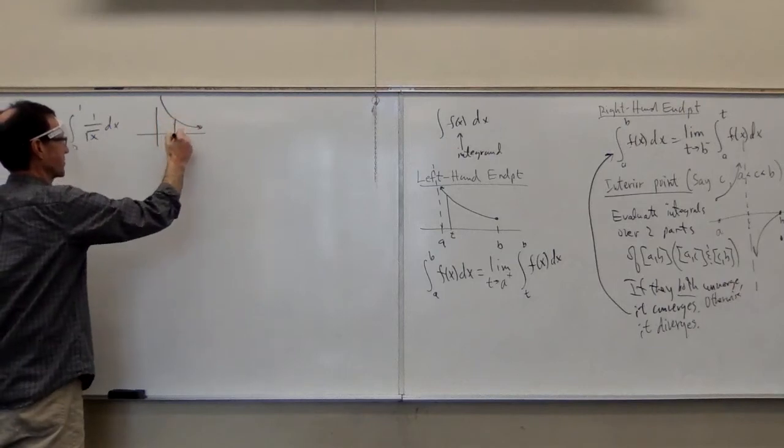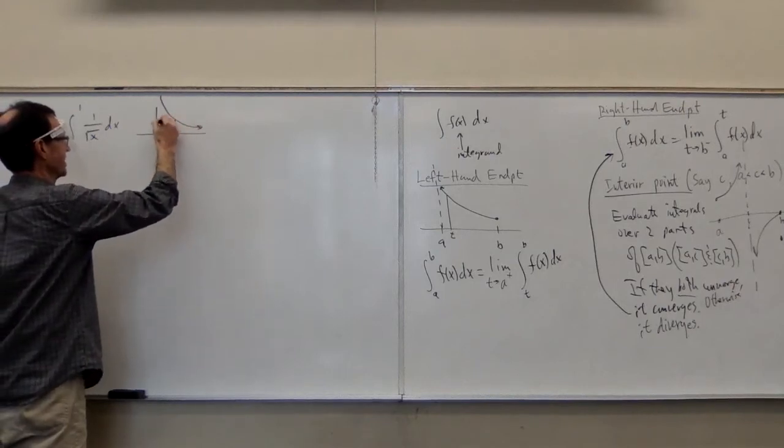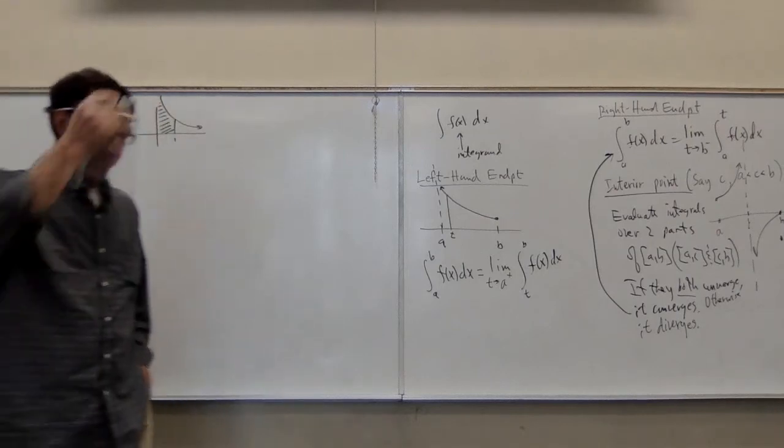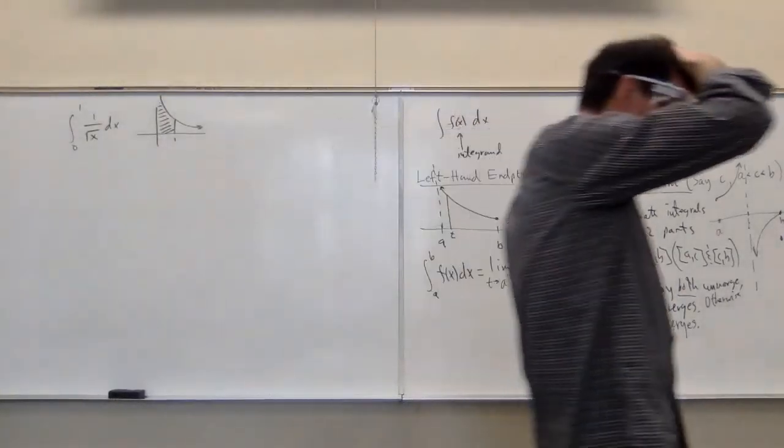We arbitrarily picked one. So we're asking, how much area is in there? And it's an unbounded region. Our function is shooting off to infinity.